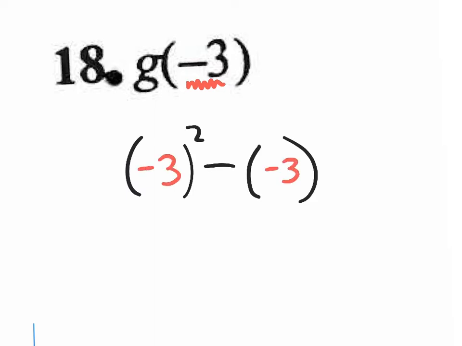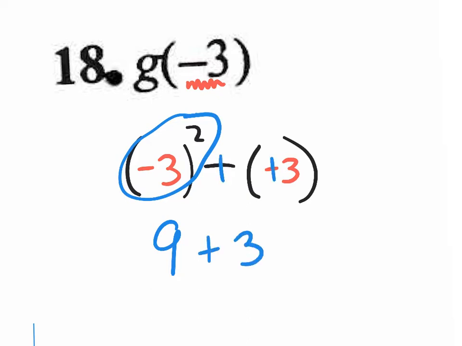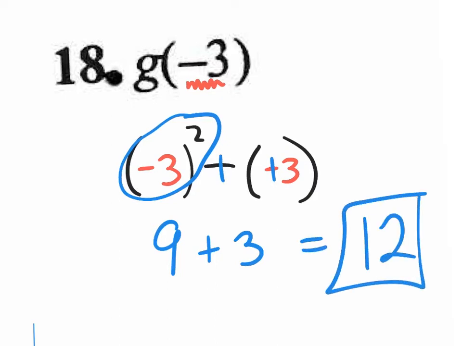So you're going to use PEMDAS to simplify this thing. -3 squared is +9. -3 times -3 is +9. And then the -3 changes to +3. So that's really 9 plus 3, which is 12.